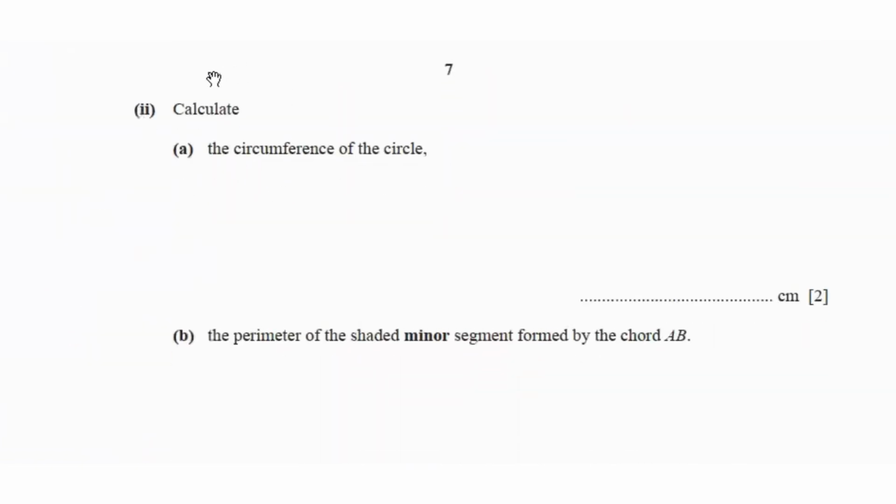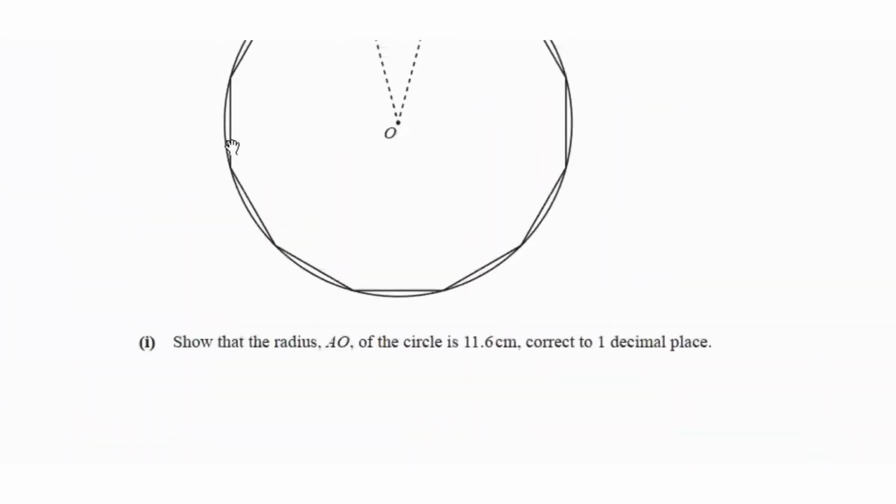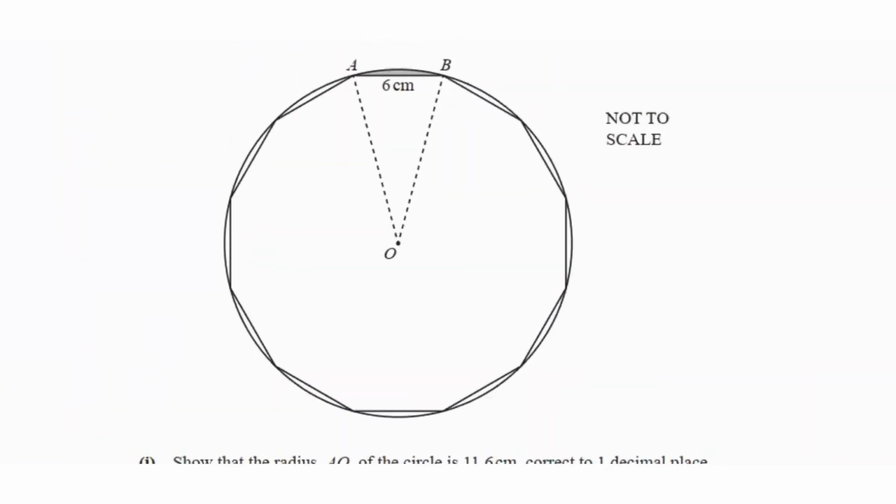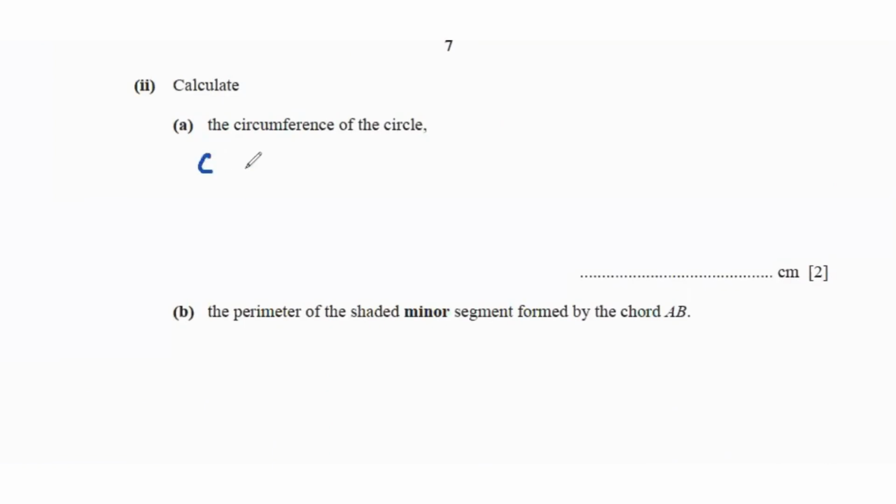Calculate the circumference of the circle. So we already know the radius, which is 11.6. We can use the formula circumference equals 2 pi r. 2 times pi times 11.6, and that will give us 72.88 centimeters.